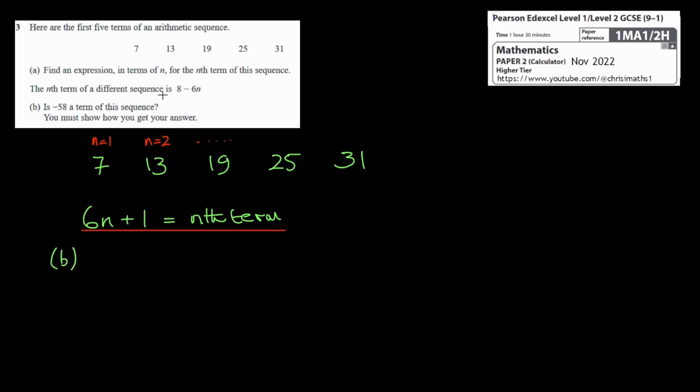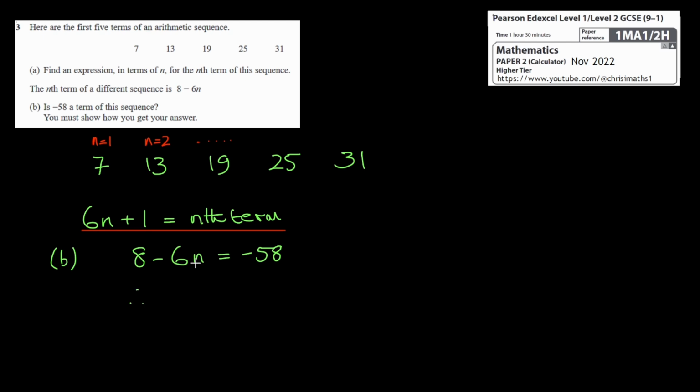Okay, part B. We're now told that the nth term of a different sequence is 8 minus 6n, and we're asked, is negative 58 in the sequence? Well, to prove this, all we've got to do is set our nth term expression equal to negative 58 and see if we get an integer answer for n.